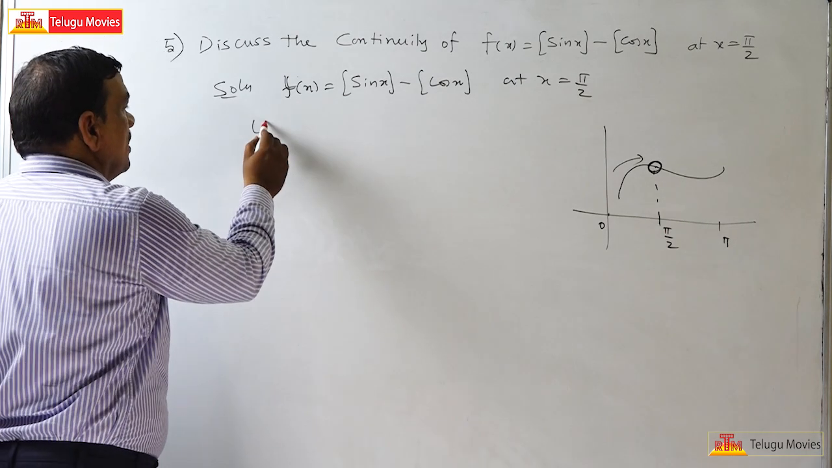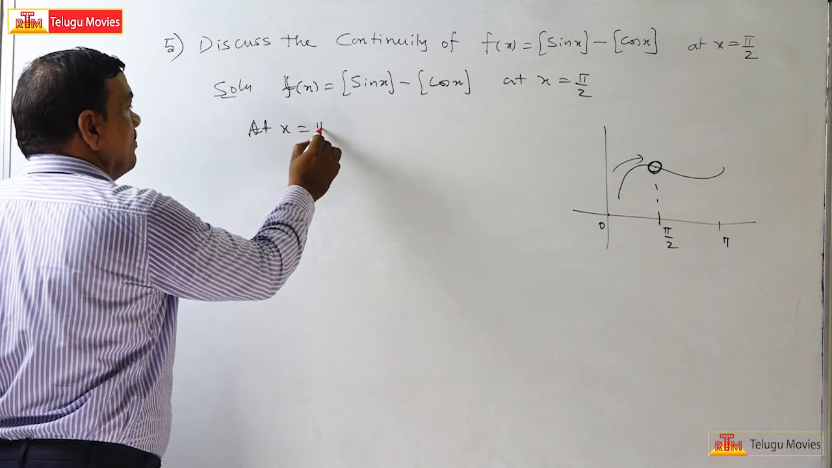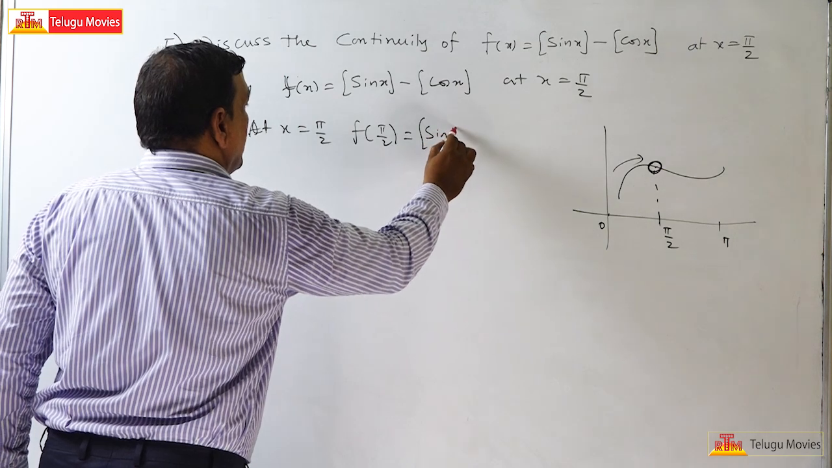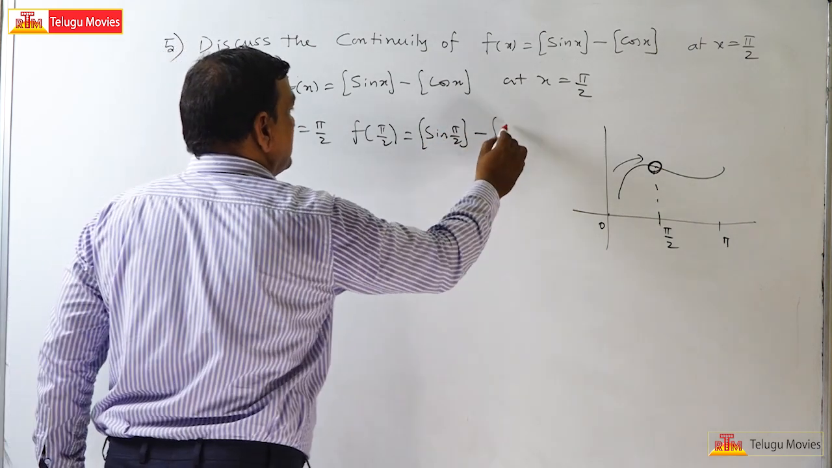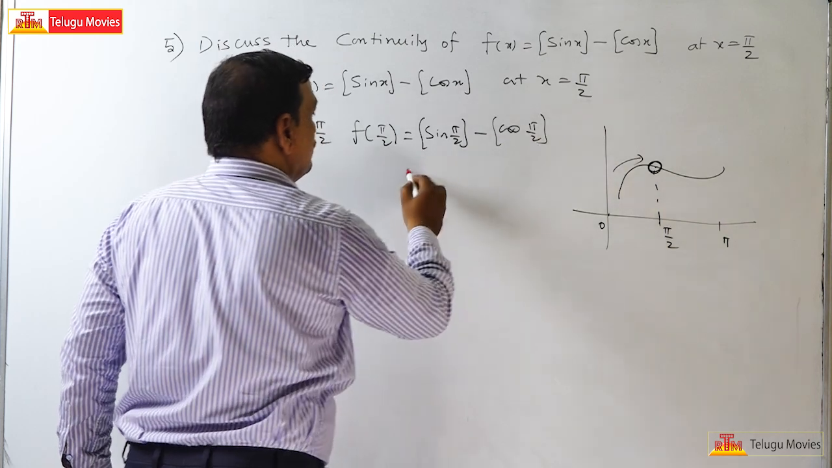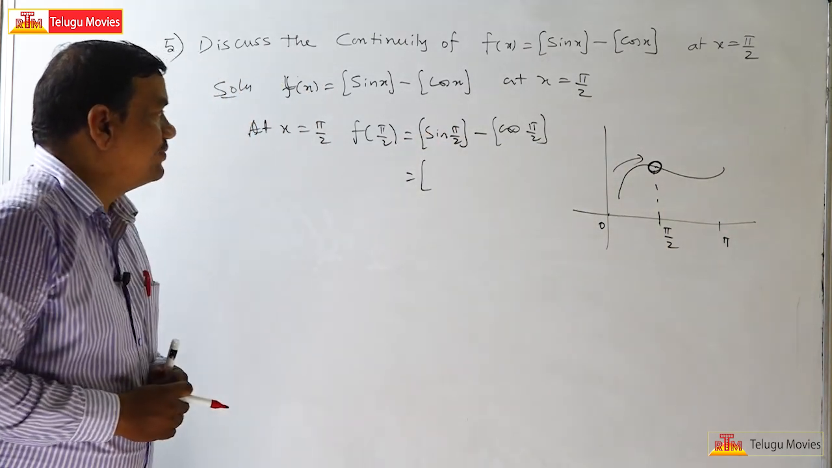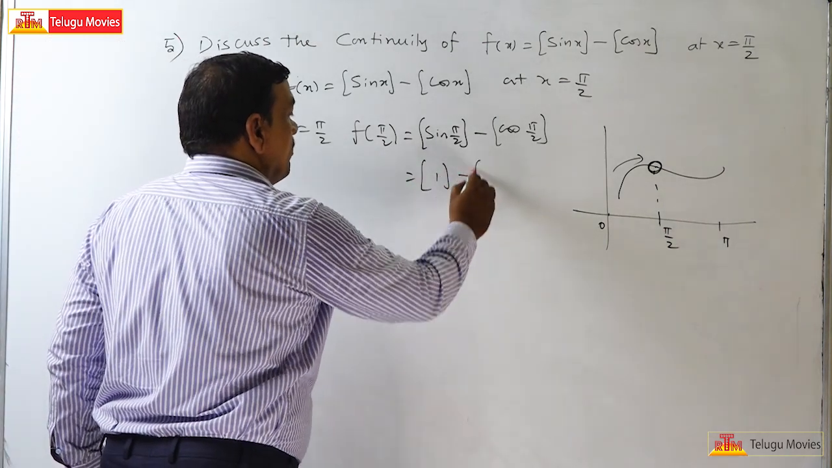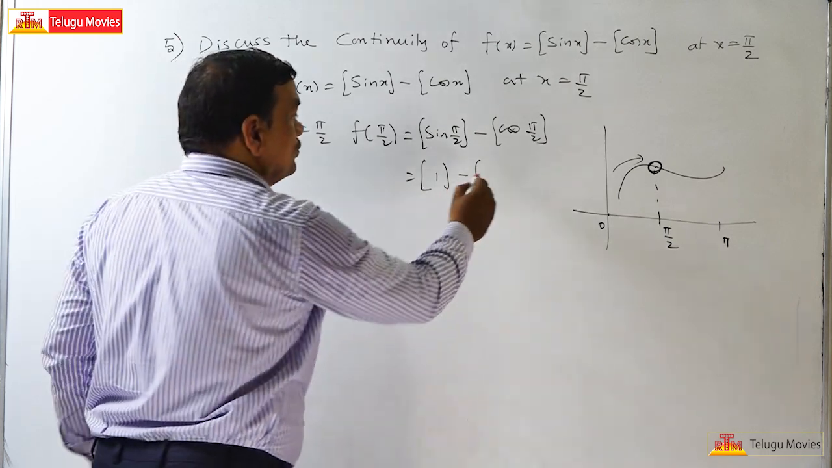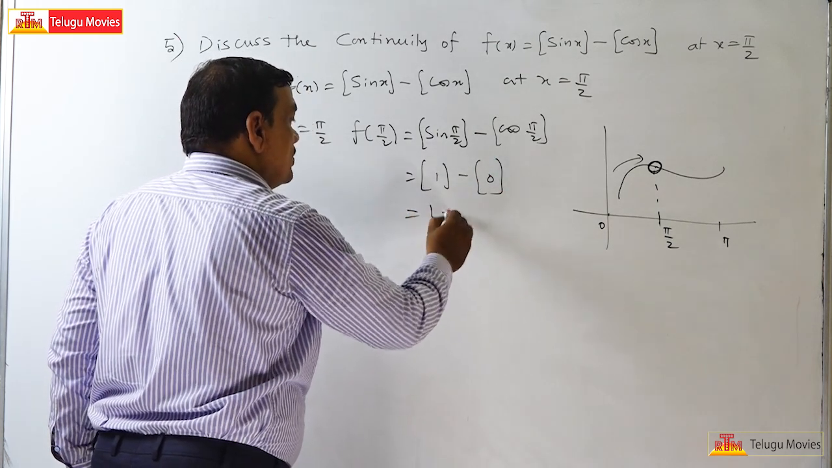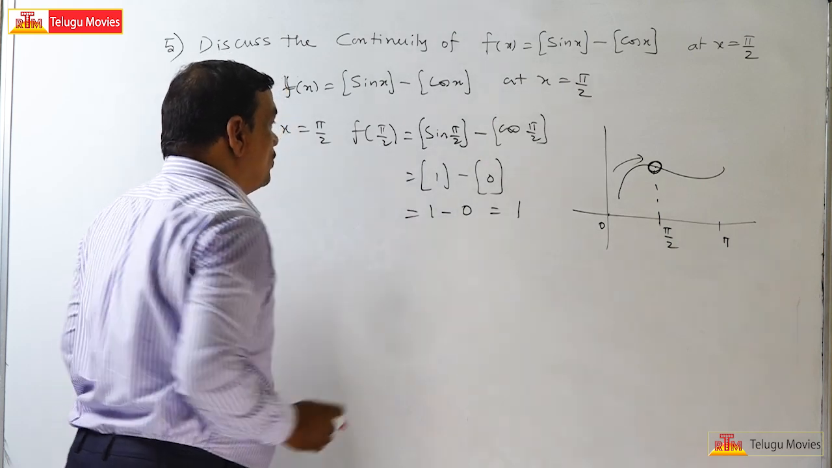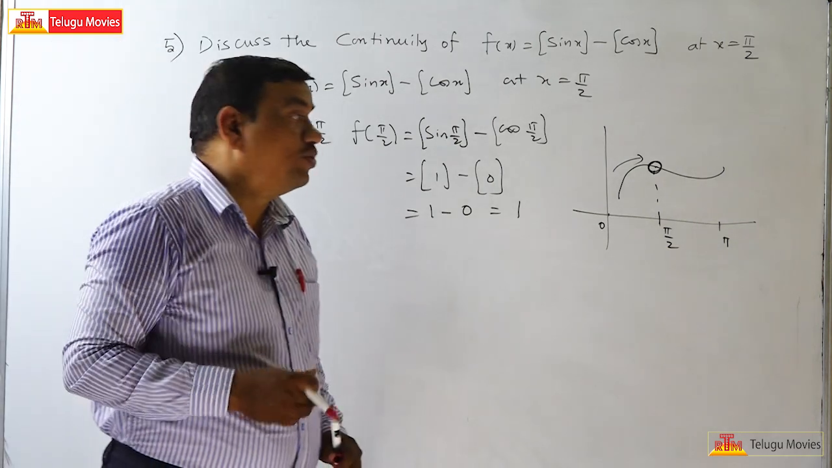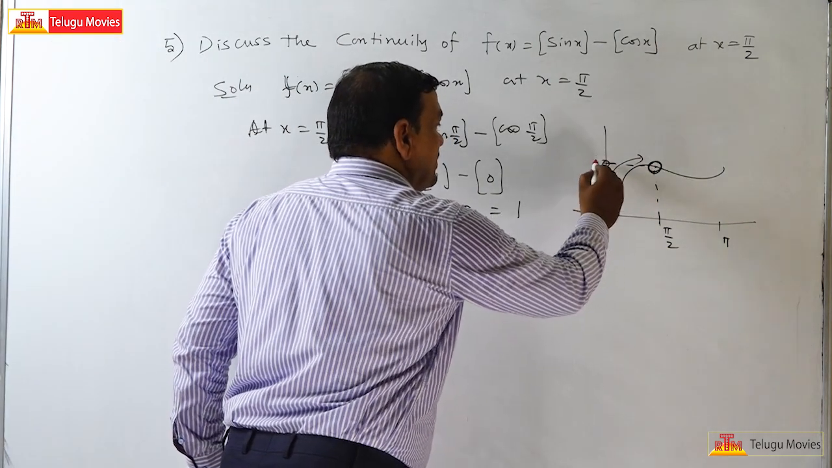So at x is equal to pi by 2, f of pi by 2 value is equal to how much? Step of sin pi by 2 minus step of cos pi by 2. So sin 90 is equal to 1, cos 90 is equal to 0. Step of 1 is equal to 1, step of 0 is equal to 1, so this is equal to 1. So at exactly x is equal to pi by 2, the functional value is equal to 1. So if you draw the graph, it will be 1.